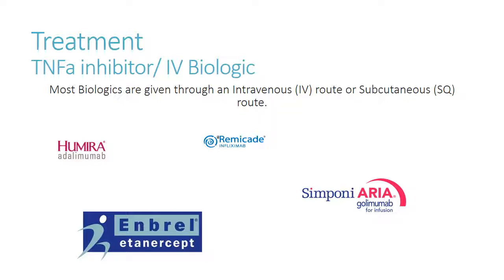Anti-TNF or TNF inhibitors is a class of biologic DMARDs. A biologic is administered through the intravenous route or subcutaneous injection. Most of the biologics used to treat RA are administered through IV. Common TNF inhibitors are Humira, Enbrel, Remicade, and Simponi.